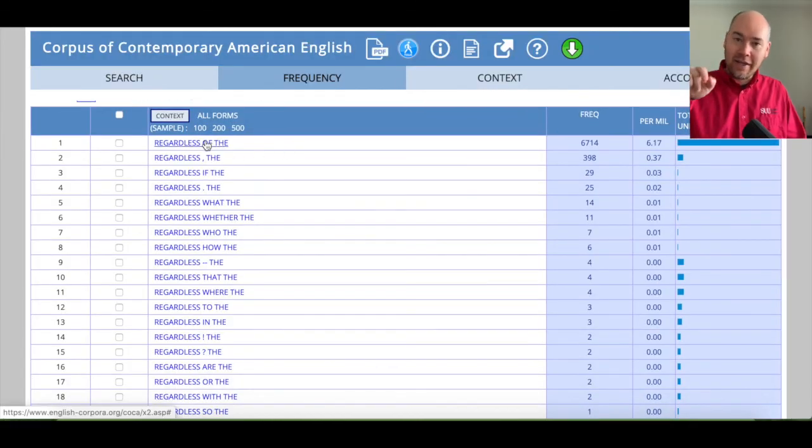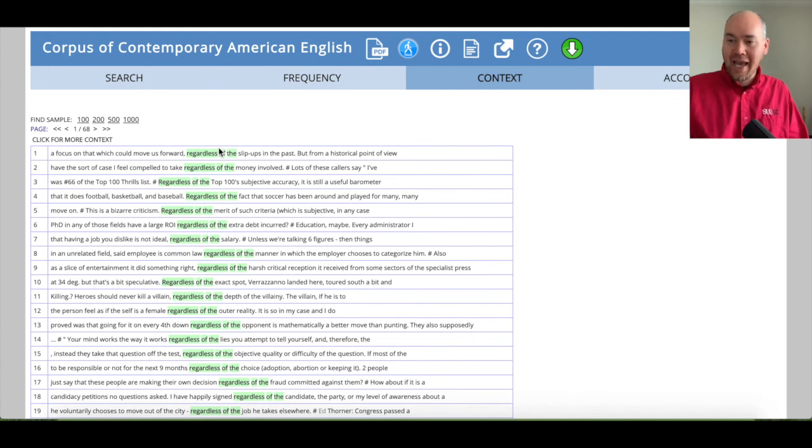I can still click on this highlighted sequence of words, and it'll show me which sentences actually had this sequence in it. Okay, so: "a focus on that which could move us forward regardless of the slip-ups in the past." So this is telling me who, not who, but what kinds of sentences this actually occurred in. Okay, I'm not particularly interested in this right now, but there are a lot of times where you will use a word in COCA and you'll definitely want to see the kind of sentences it occurred in, right?